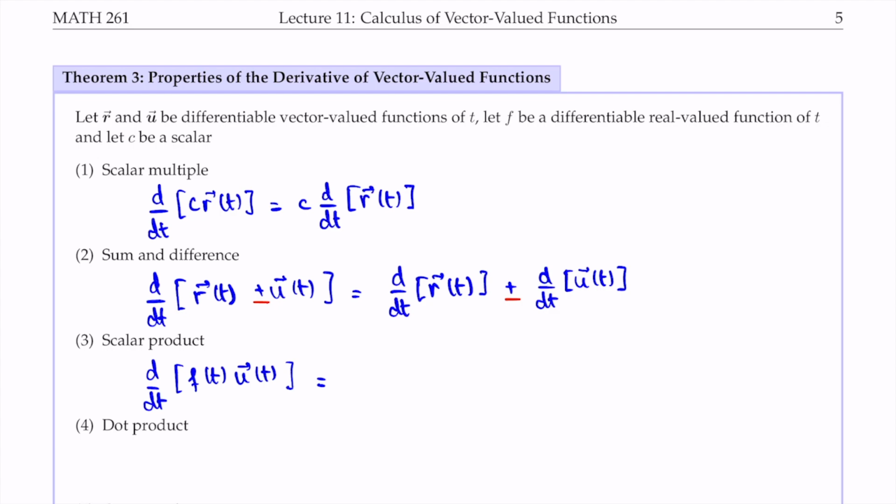We can directly apply the product rule of derivatives. So that is the derivative of the first function multiplied with the second plus the first function multiplied with the derivative of the second function. That is d dt of f of t times u of t plus f of t times the derivative of u of t.